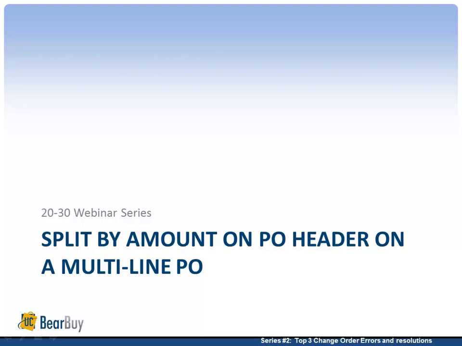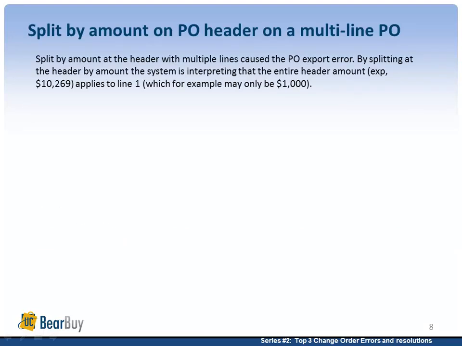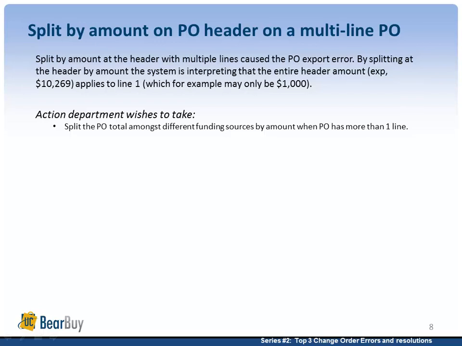So the other top change order error that we see a lot is when there's a split by amount on a PO header on a multi-line PO. So when there is a split by amount at the PO header with multiple lines on the actual PO, the result is a PO export error. By splitting at the header by amount, the system is interpreting the entire header amount. For example, $10,269 applies to line 1, which for example may only be $1,000. So the department may ask a change order preparer to split the PO amongst different funding sources by amount when the PO may have more than one line.